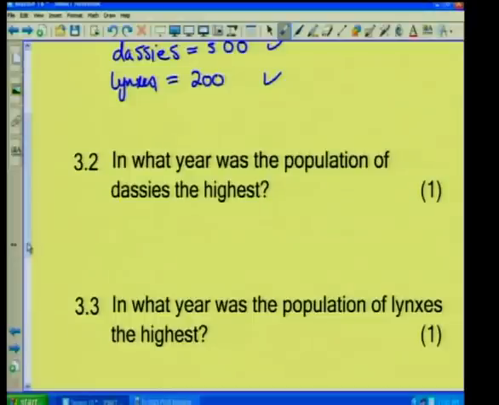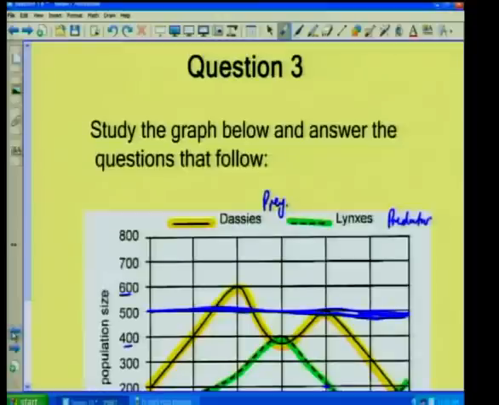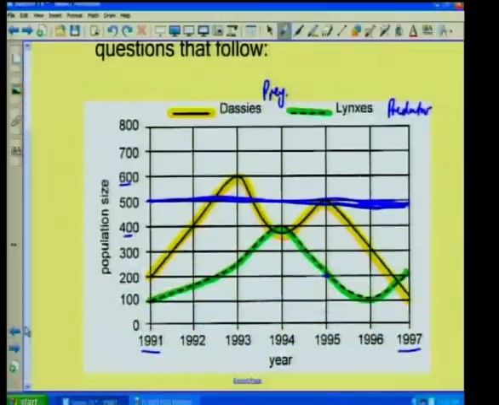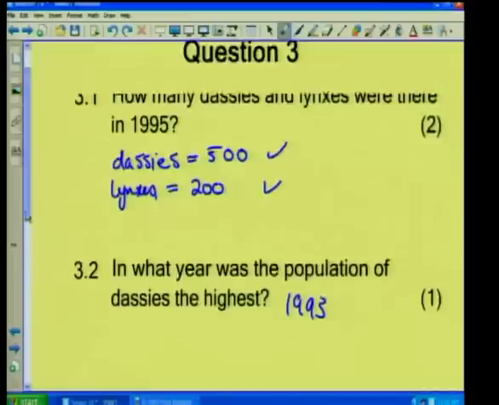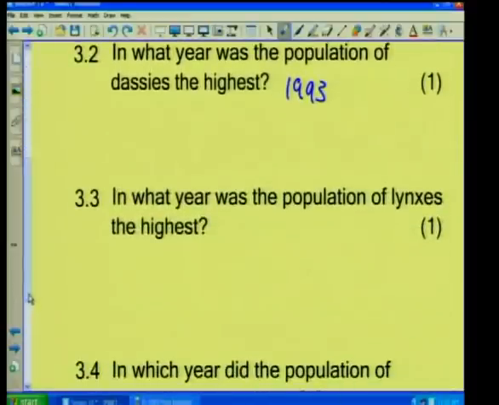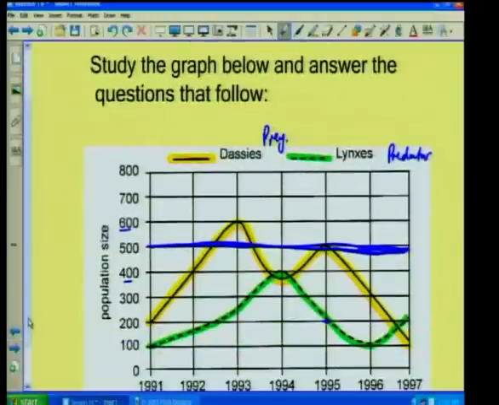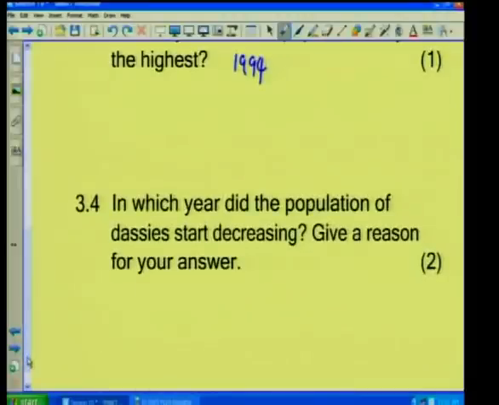Okay, then we look at question 2.3. In what year was the population of the dussies the highest? So dussies highest was in 1993. Another easy mark. In what year was the population of lynxes the highest? 1994.